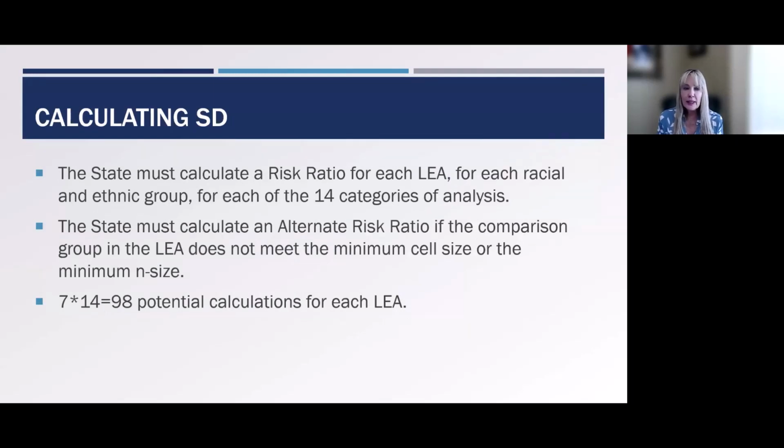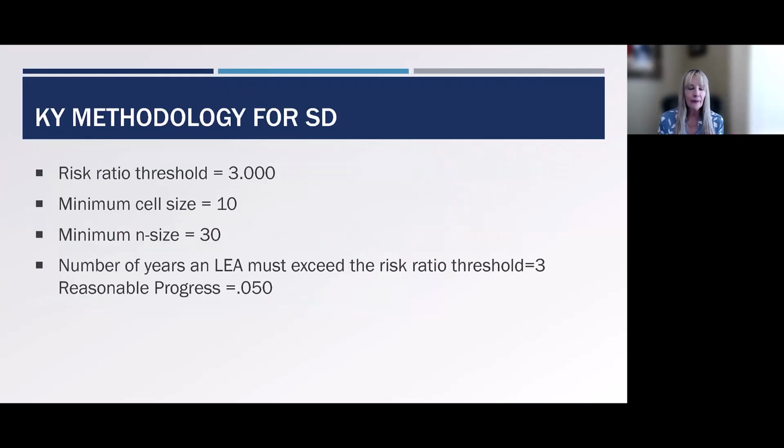All right, so in terms of figuring out SIG-DIS, what the state does is they calculate a risk ratio for each LEA, for each racial ethnic group, for each of the 14 categories of analysis. So in theory, any given LEA could have 98 risk ratios calculated. 7 times 14 equals 98, providing they have enough activities in each of those categories. So a lot of risk ratios.